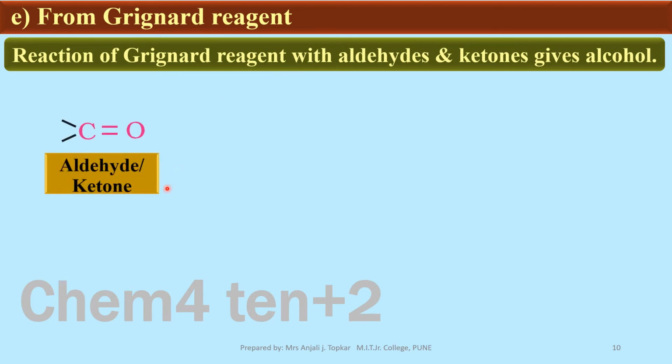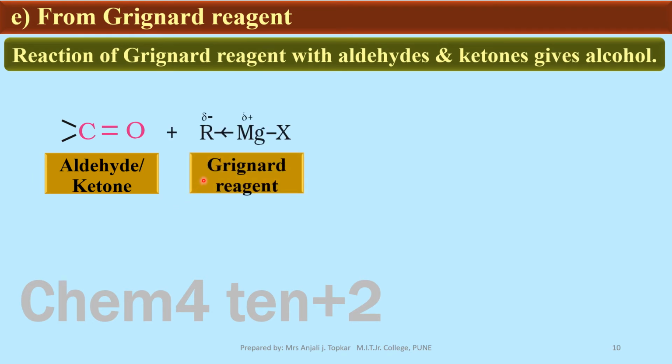Let's see the general reaction. Carbonyl compounds, maybe aldehyde or ketones, can be used. Here, Grignard reagent, that is RMgX. The reaction is taking place in the presence of dry ether. Alkyl group, that is R, carries partial negative charge as the electrons are moved slightly towards R, and MgX, that is Mg, carries partial positive charge.